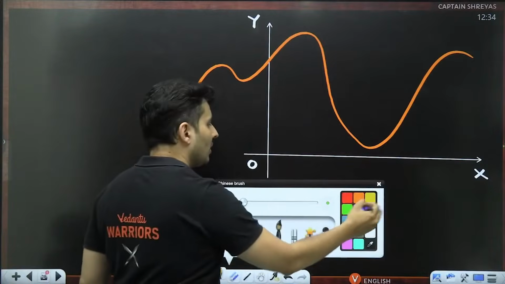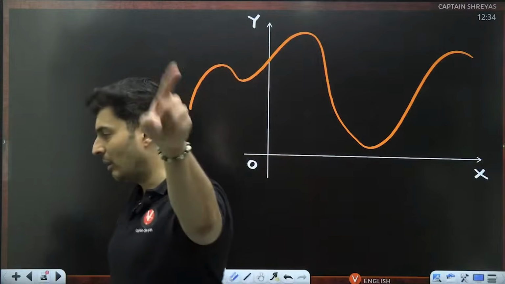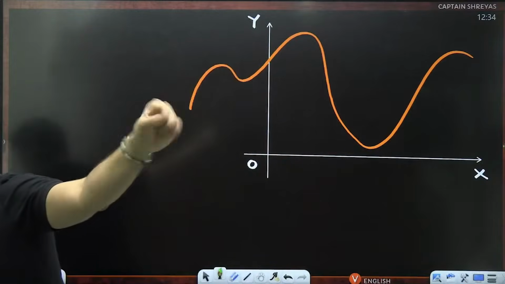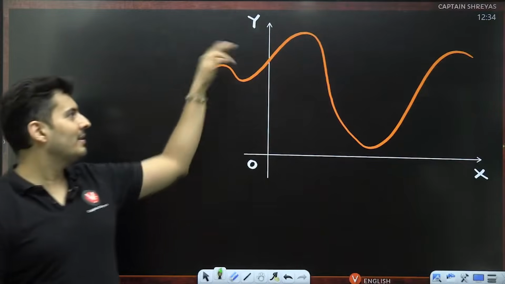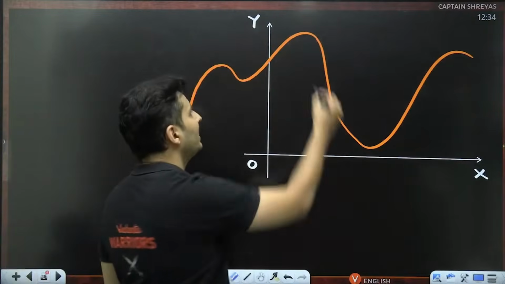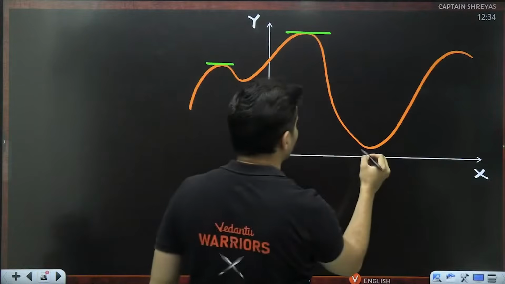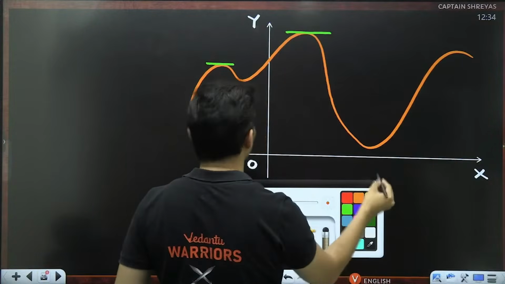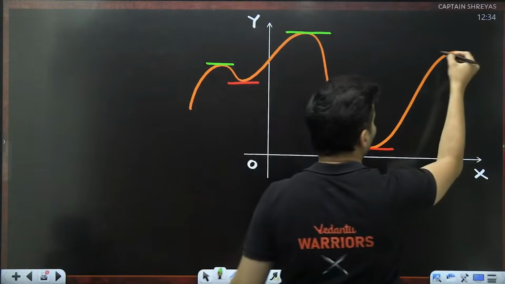So, see guys, maxima means the peak of a mountain. Minima means the valley inside a mountainous region. Look at this mountainous region. Do you see there is a peak over here? Do you see there is a valley point over here? In fact, there is another peak point over here.